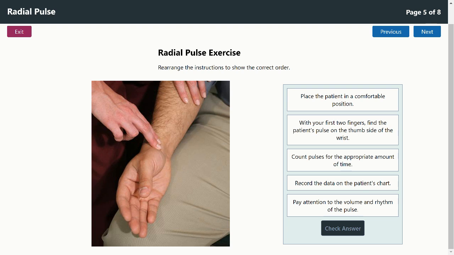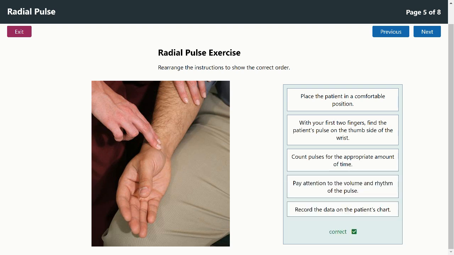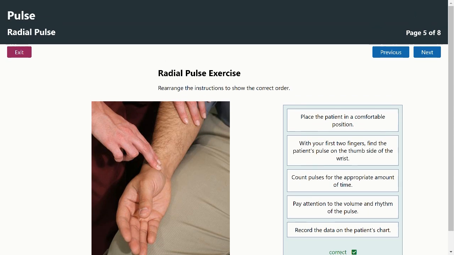With your first two fingers on the patient. So you're gonna put them in a comfortable position. First two fingers, you're gonna find the pulse on the thumb side of the wrist. That's where your radial pulse is. Count for the appropriate amount of time, which will be 60 seconds or 1 minute. You're gonna pay attention to the volume and rhythm of the pulse. Record the data.